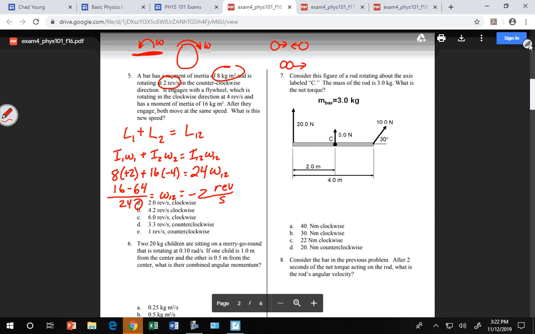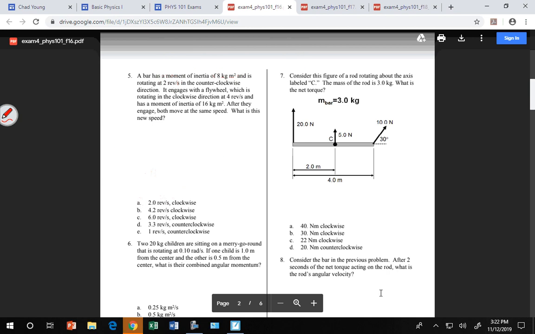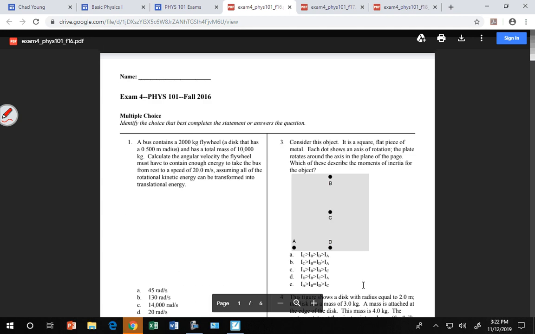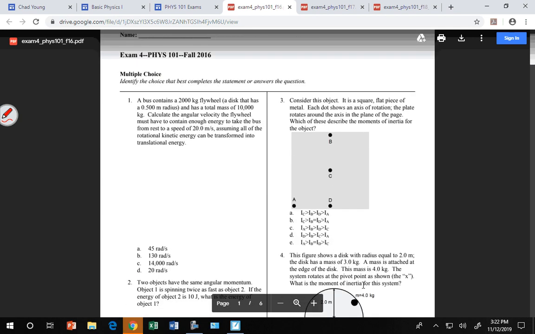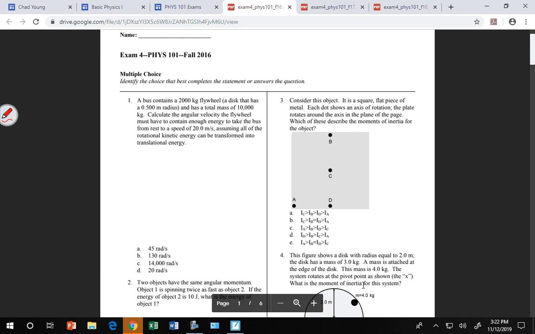Okay, let's do another ranking. Then I'll open it up to questions. Okay, how about this one? Rank these, and it looks like we're going greatest to least. What's the greatest moment of inertia around which point? This is a big, flat, square piece of metal, and the axis of rotation, like A, it would rotate like that. C, it would rotate like that. So what's the biggest moment of inertia, and what's the smallest?